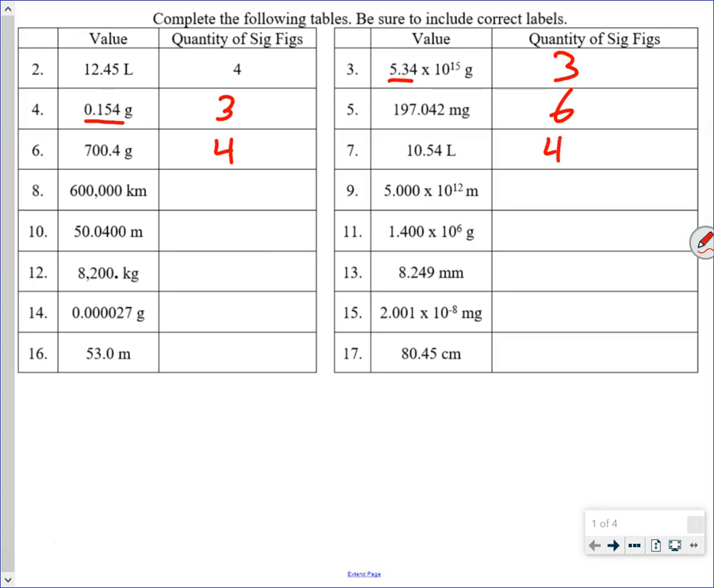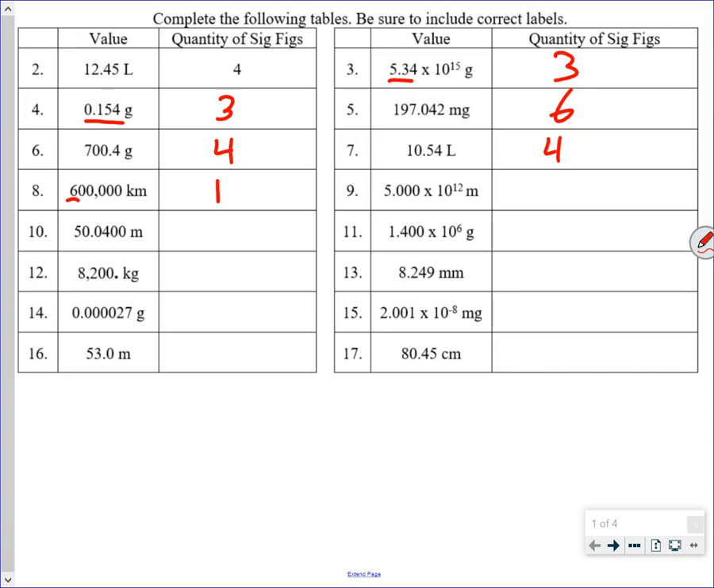In number 8, a little different rule here. Now I have zeros to the right of my last non-zero. So my last non-zero is that 6. And all of those zeros are to the right of it. Now, if there is not a decimal in my problem, those zeros are not significant. In this case, we only have 1 sig fig.